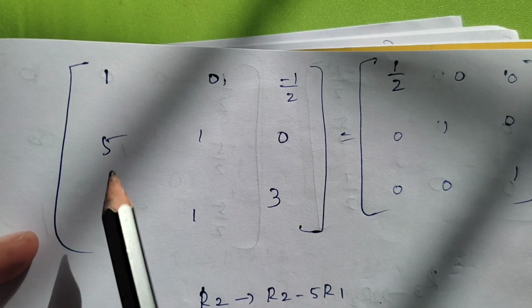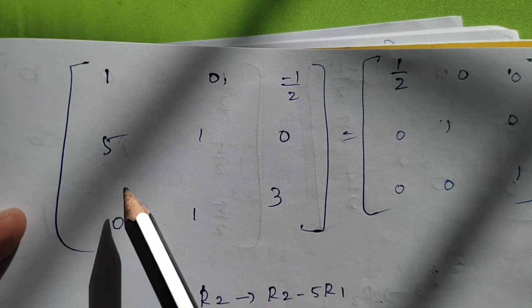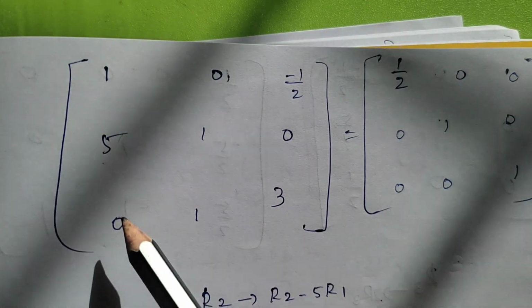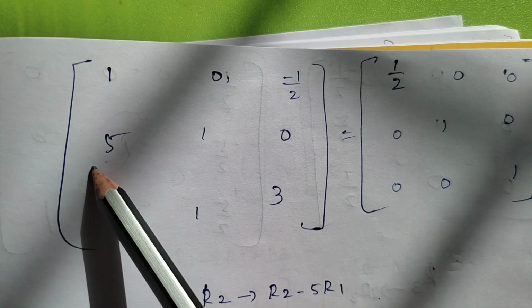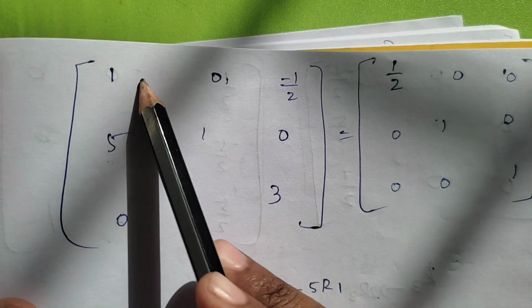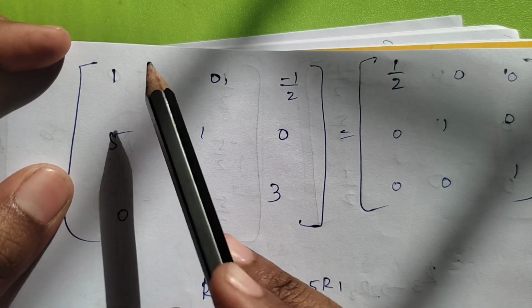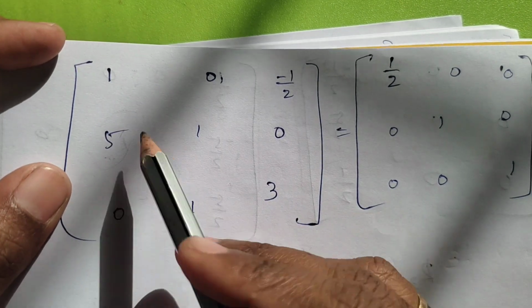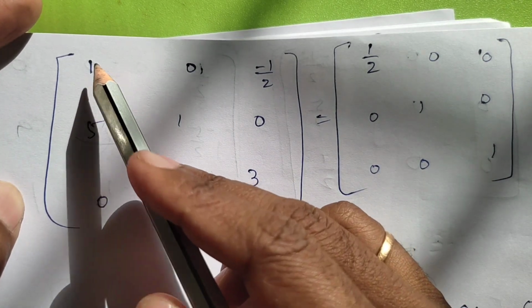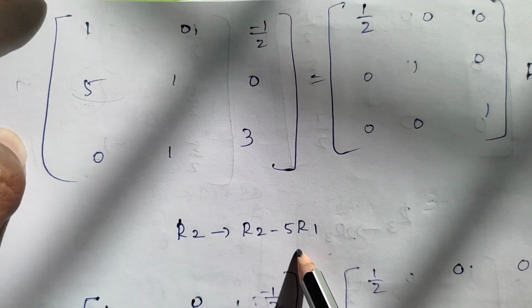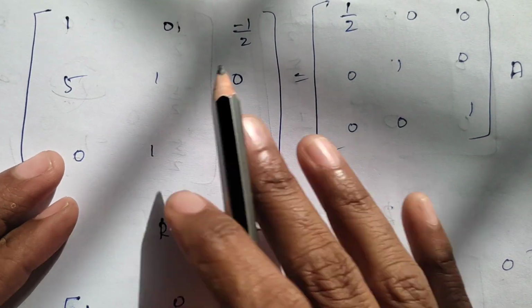The next step, we have to make these two elements 0 with the help of R1. Already we have one element 0. So only this element should be made 0 with the help of R1. 5 minus 5 will be 0. So R2 tends to R2 minus 5 into R1. This operation is followed in the LHS and the RHS.